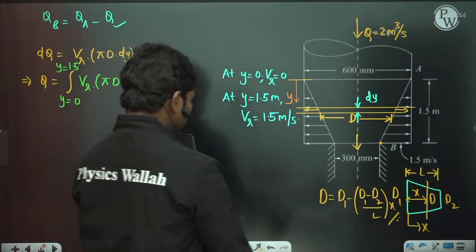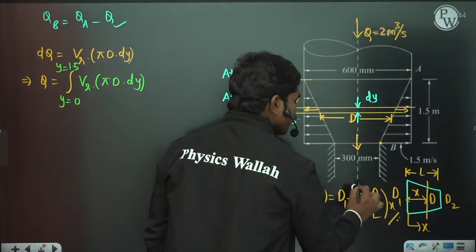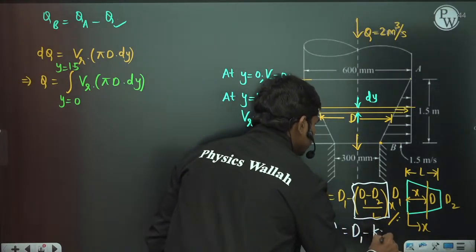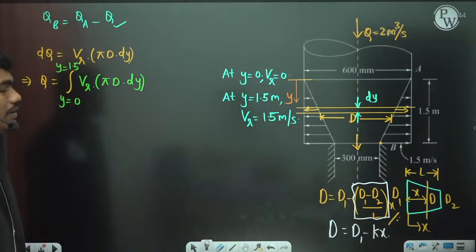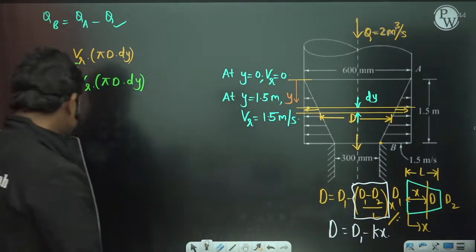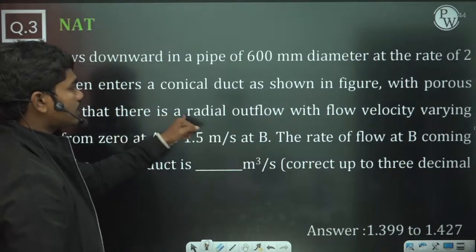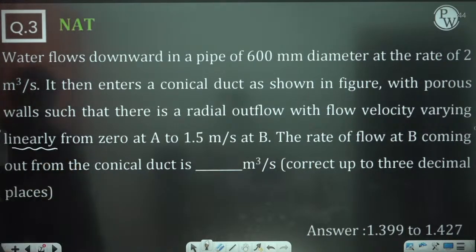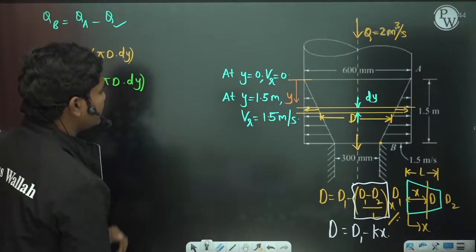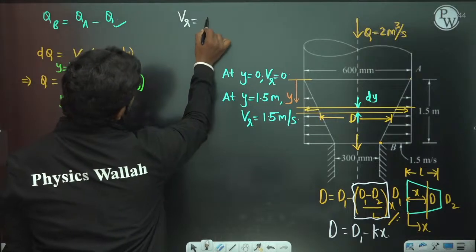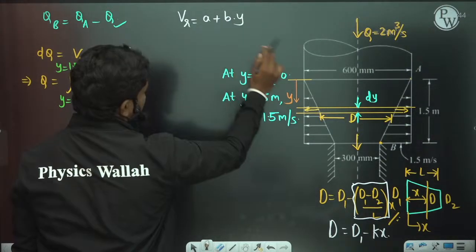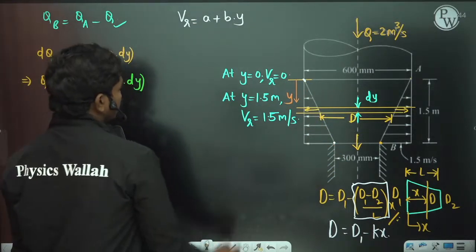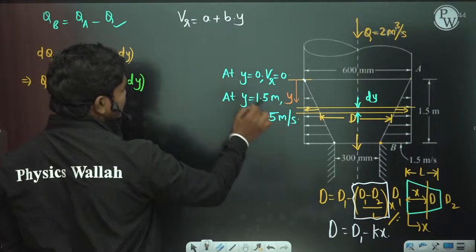Now if you see, we have taken this k as constant in almost all our problems. So d = d1 - kx is what we have taken. So d can be written as d1 - kx. Now what about this Vr? It's given that there is a radial outflow with flow velocity varying linearly. So if velocity is varying linearly, let us say Vr = A + By, for example, starting from 0 to 1.5, this is a linear variation. So there are two constants, and to get these two constants you have two boundary conditions.